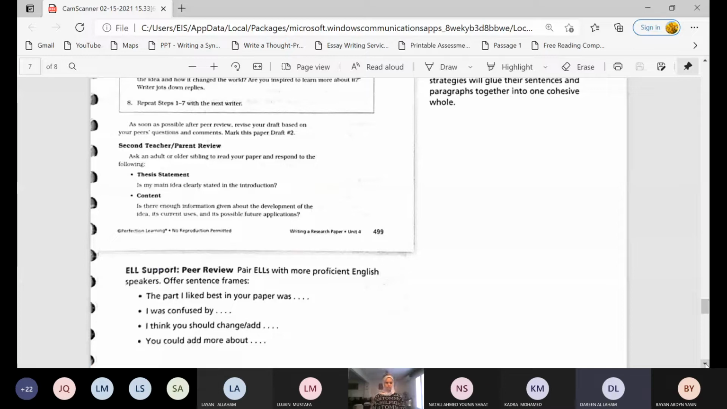As soon as possible after peer review, revise your draft based on your peers' questions and comments. Mark this paper draft #2. Yes, second, teacher and parent review. This is now.